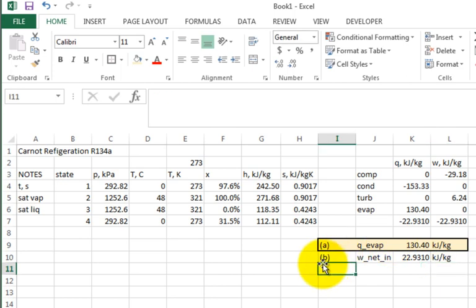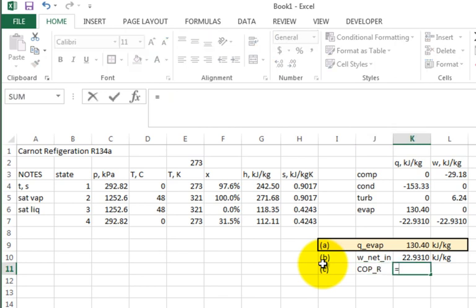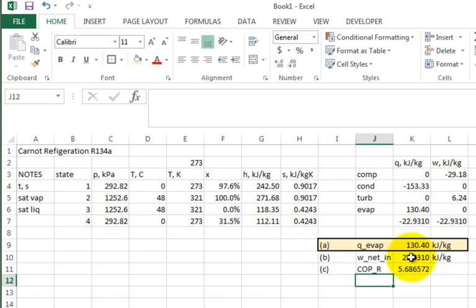And then the last is part C, the COP for refrigeration cycle. And that's the ratio of these two. And it's dimensionless. Let me clean up some digits here. All right, so 5.687. What did we have before? 5.69. Okay, so it agrees.